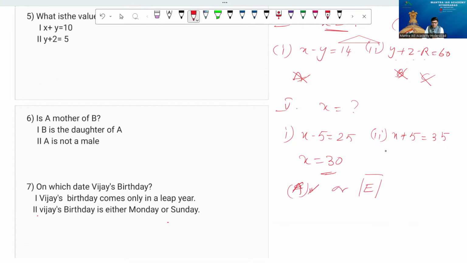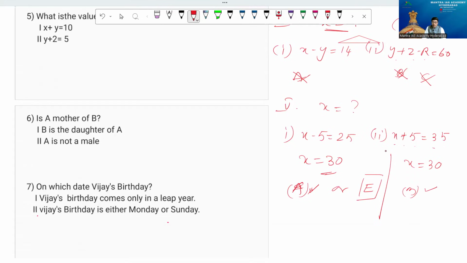If I get the answer using the second statement also in the same style, I'll mark the answer as E. Now, is it possible by using the second statement? Yes. Here also it's the same: 35 minus 5 is 30. I got the value of x by using the second statement also. So B is also a confirmed answer.